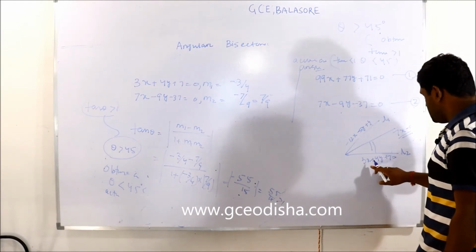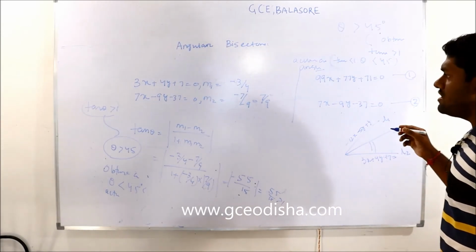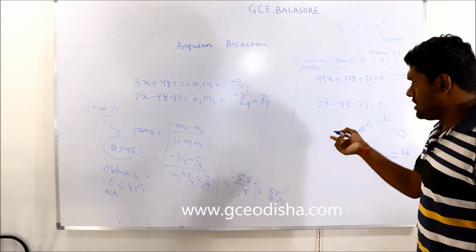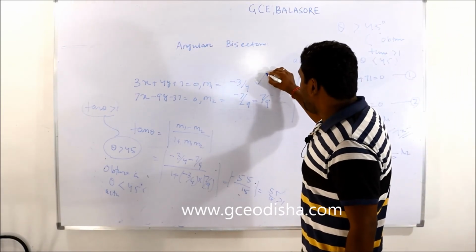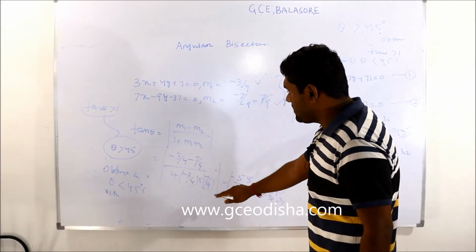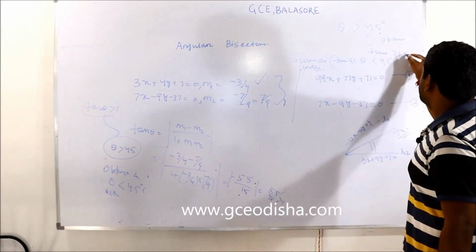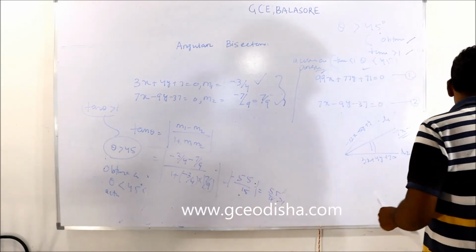The question may arise: if this is the bisector of one line, and this is the line, will it cut the line at an acute or obtuse angle? That you can find by just finding the line and the bisector and finding the slopes. After that, find tan theta. If tan theta is greater than 1, this is an obtuse angle. If tan theta is less than 1, this is an acute angle. Okay.